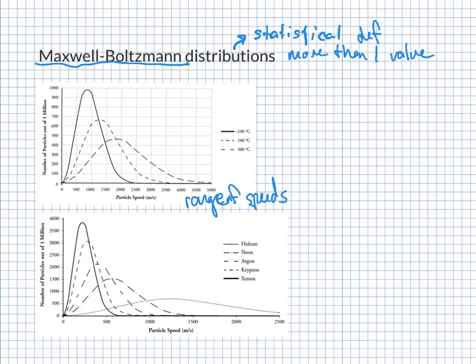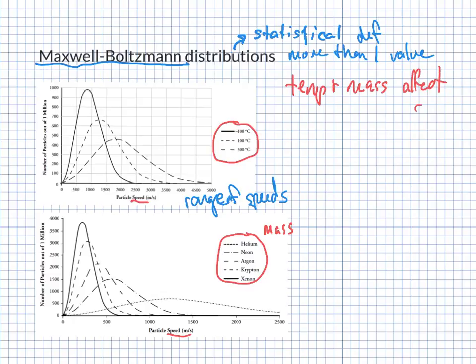So these are showing two different things. This top graph is showing how temperature affects speed, and the bottom graph is showing how the different gas type, which is another way of saying mass, affects speed. And you will see that both of them have an effect. So temperature and mass affect speed. That should be common sense to you.